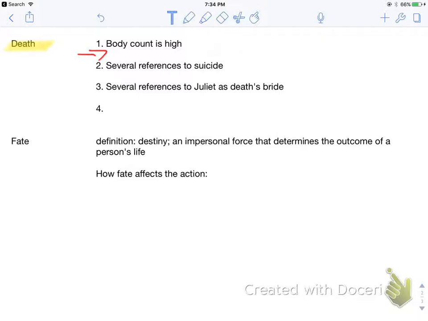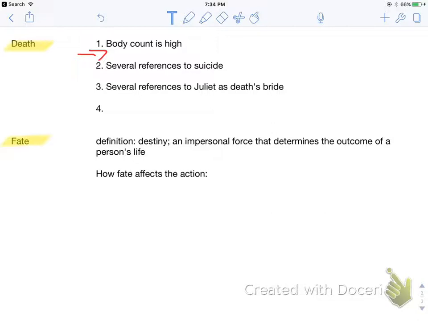And then the last one is fate. We also talked about this a little bit in class. Before we can really talk about it, we should have a definition. So destiny is another word for fate. It is an impersonal force that determines the outcome of a person's life. So this is just a force outside yourself that decides what your life is going to be like, who you might marry, who you'll meet later, what your job is going to be like, when you're going to die.